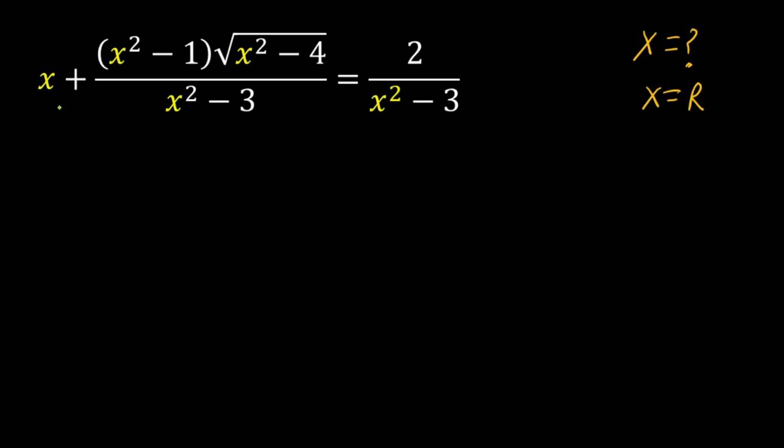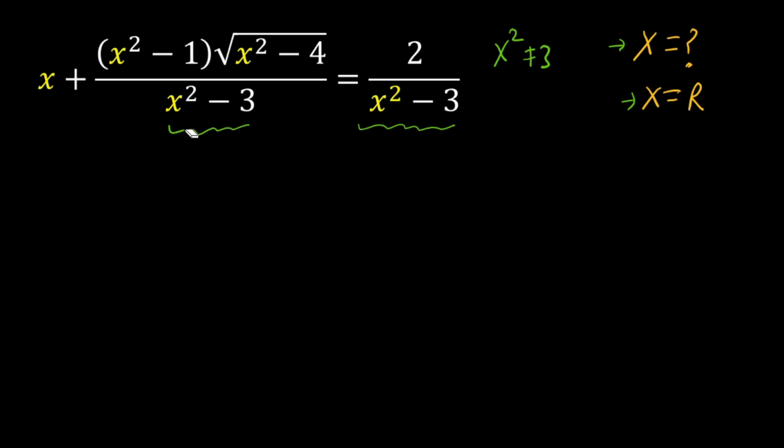In this video, we are going to solve x plus (x² − 1) times √(x² − 4), divided by x² − 3, equals 2 over x² − 3, and here we will find the value of x, where x belongs to the real numbers. On the left-hand side and the right-hand side, the denominator is x² − 3. Then we can say x² is not equal to 3.